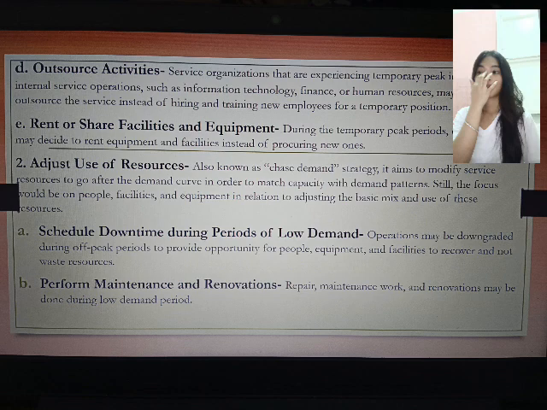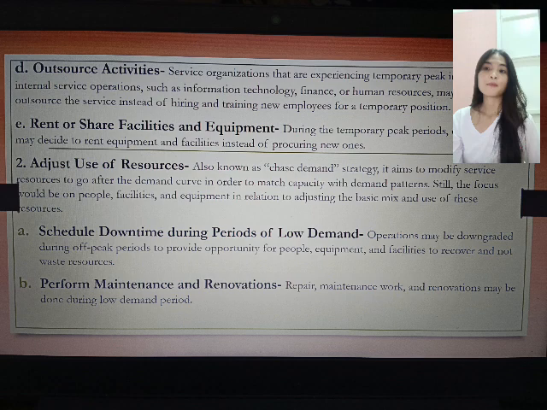Then, outsource activities. Service organizations that are experiencing a temporary peak in demand for internal service operations such as information technology, finance, or human resources may just choose to outsource the service instead of hiring and training new employees for a temporary position.